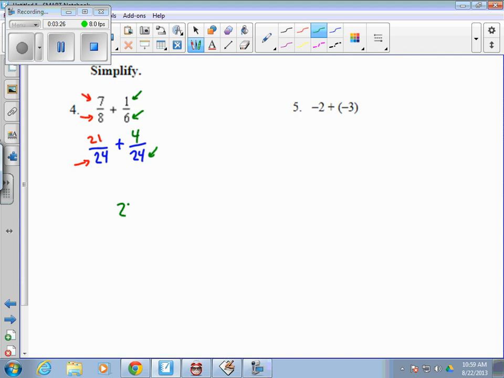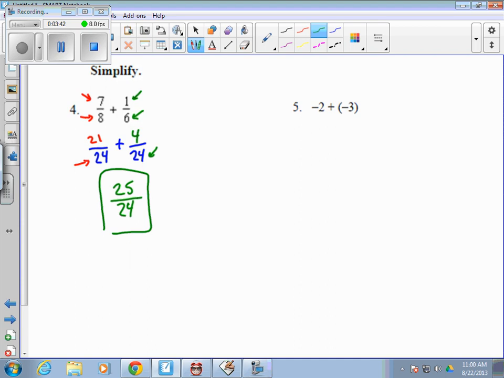Keep your common denominator the same, 24, and add 21 plus 4 and get 25. There's no term that goes into both of those to simplify it, so even though it is improper, 25 over 24 is correct.